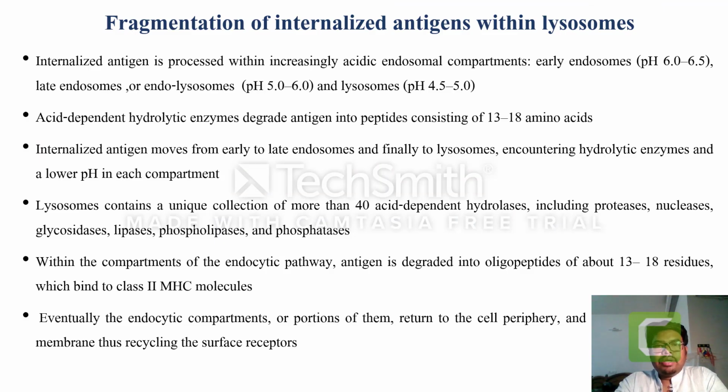Fragmentation and internalization of antigens within the lysosomes. The antigens which have been internalized by the process of phagocytosis or receptor-mediated endocytosis are processed within increasingly acidic endosomal compartments. The early endosomes, the pH of which may range from 6 to 6.5, late endosomes, also known as endolysosomes, the pH of which may range from 5 to 6, and finally lysosomes, the pH of which may range from 4.5 to 5. Now, acid-dependent hydrolytic enzymes degrade the antigens into peptides containing 13 to 18 amino acid residues. Peptides of this size are the best fitting with class 2 MHC molecules.